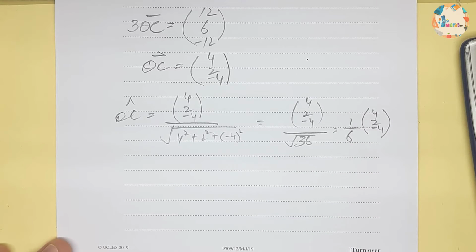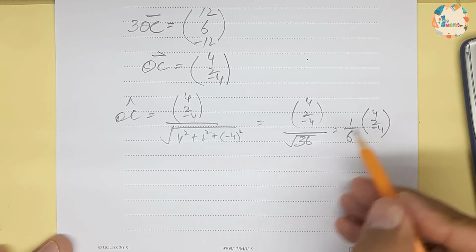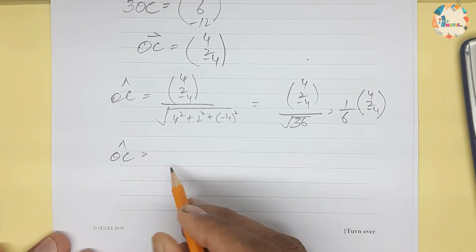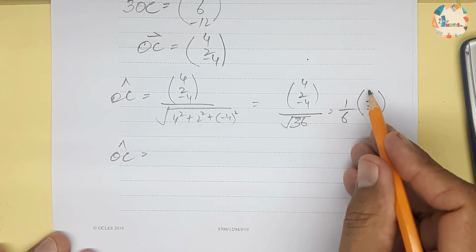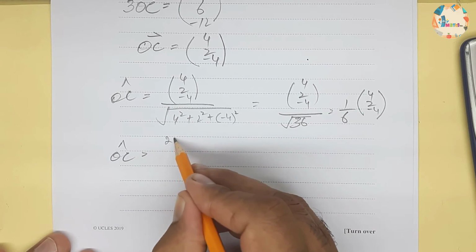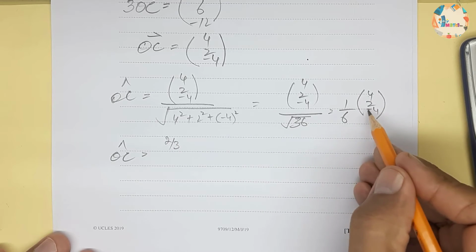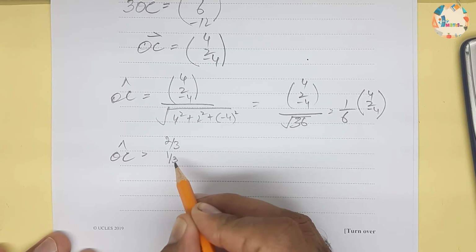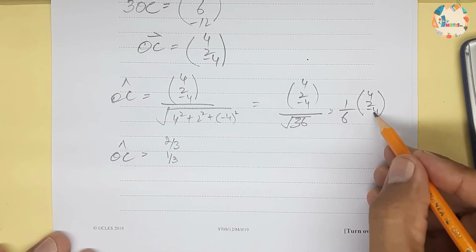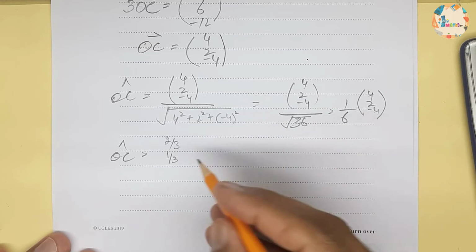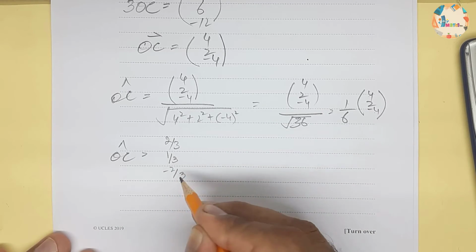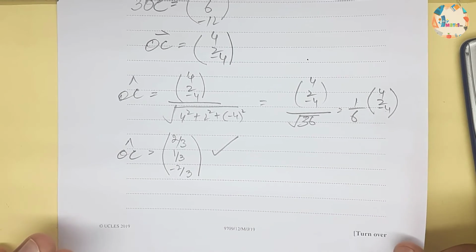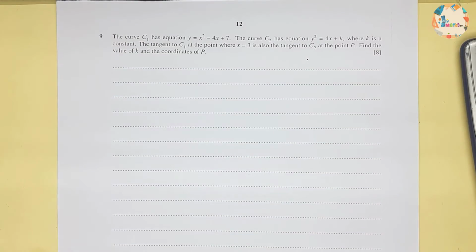And now we can divide everything by 6. So we can write the OC unit vector is equal to 4 by 6, which means 2 by 3. The second value will be 2 by 6, which is 1 by 3, and the third value will be minus 4 over 6, which is minus 2 by 3. So this will be the unit vector which is required. Hopefully you understood this question.